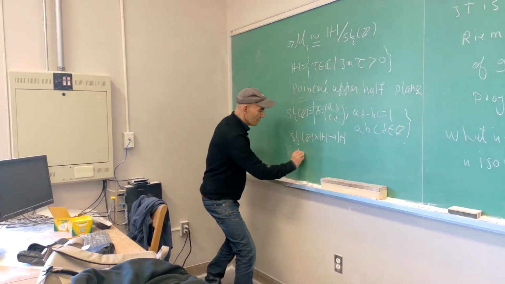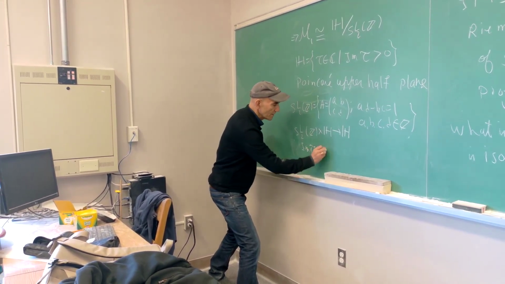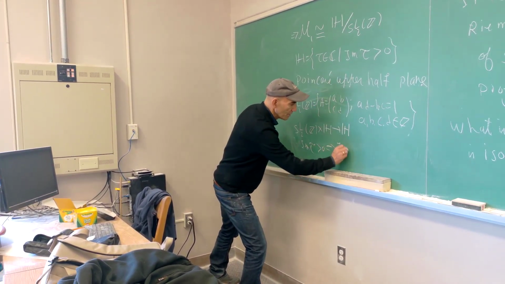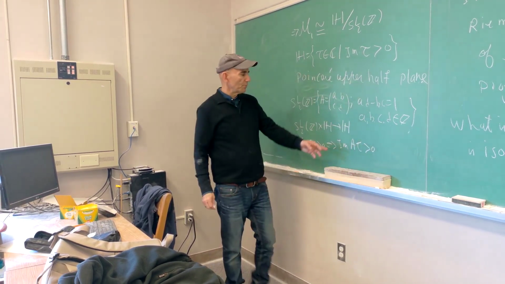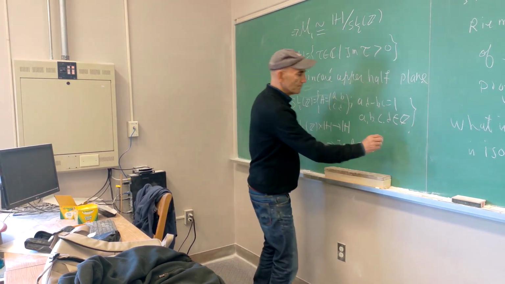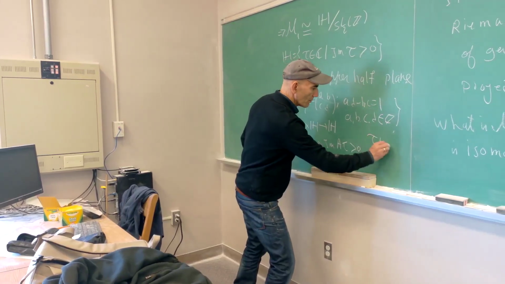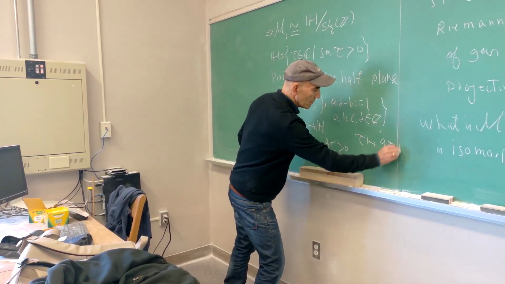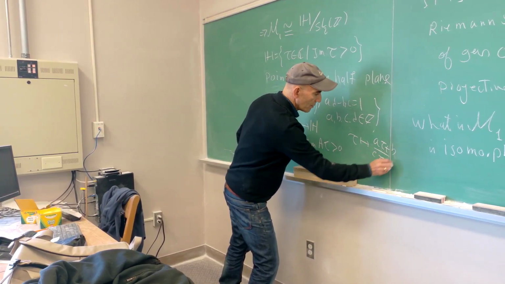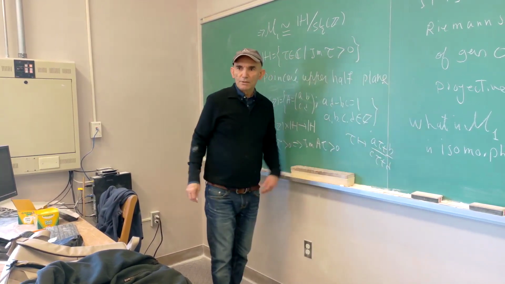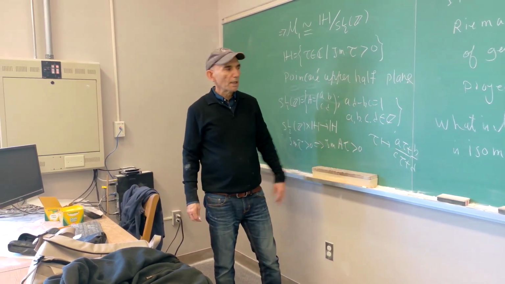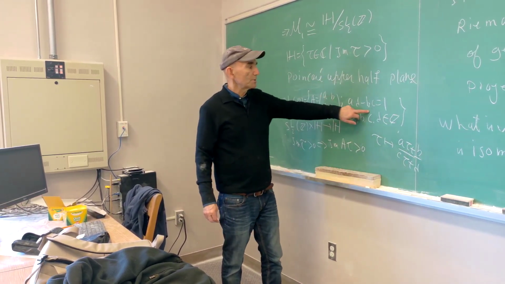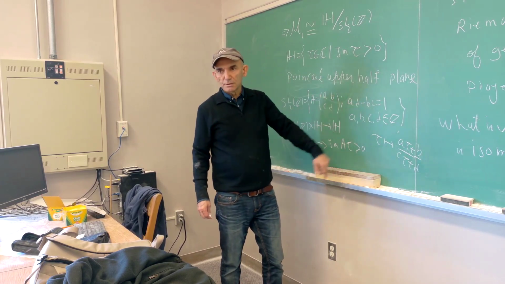So imaginary part of tau positive implies that imaginary part of A of tau is also positive, because you can compute the imaginary part of this in terms of the imaginary part of tau, and that's going to be positive. And this condition, ad minus bc positive, is important.